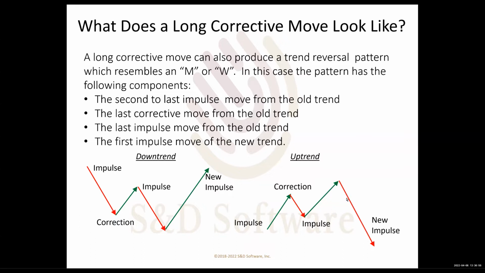Instead, this correction went past that and gave us a lower low. So that was, again, a long correction that broke the pattern, that broke the trend. And this again looks like an M, but in this case, the right shoulder is higher than the left.